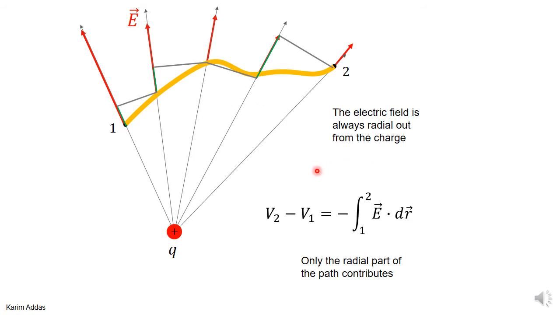Now, since the electric field is pointing always radially outwards from the charge, we know for a point charge the electric field is pointing radially outwards, then the only part that will contribute in the integration is the radial part, because the dot product of electric field and this element of length will give you 0, and this one will give you 0, and this one will give you 0. The only part that will contribute is this radial part. We're going to see, of course, how this works exactly in the derivation, but this is the idea. This is the trick to solve the problem.